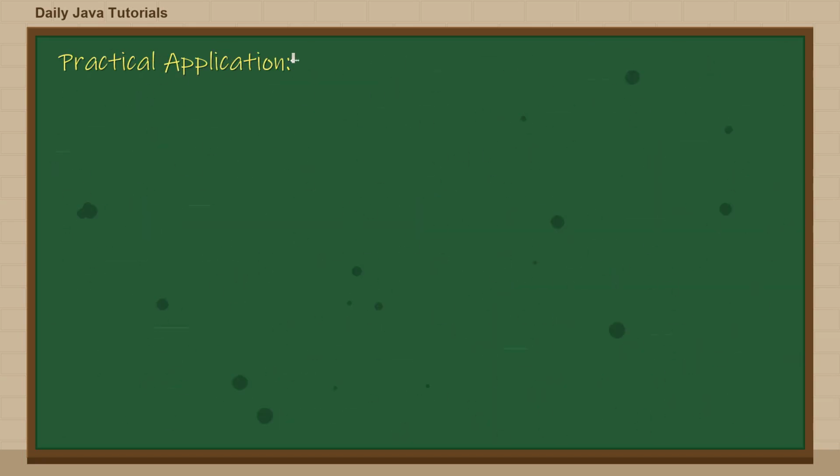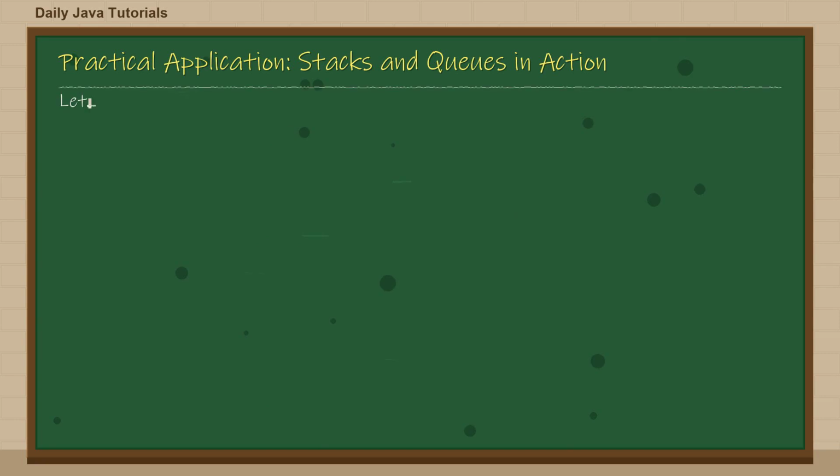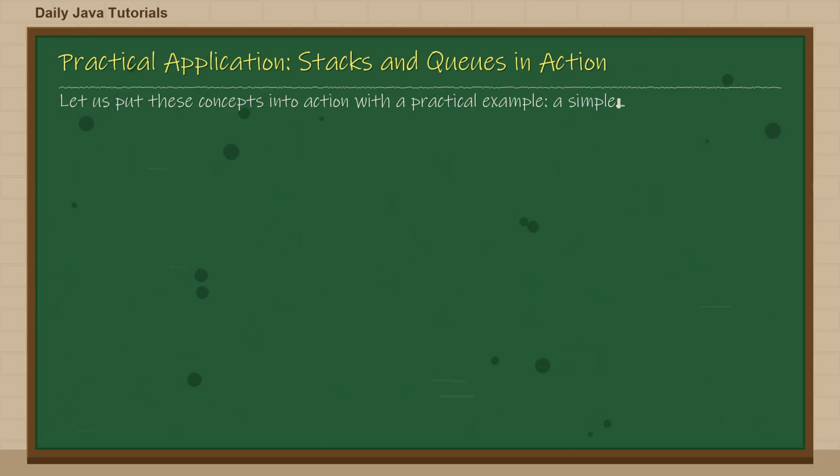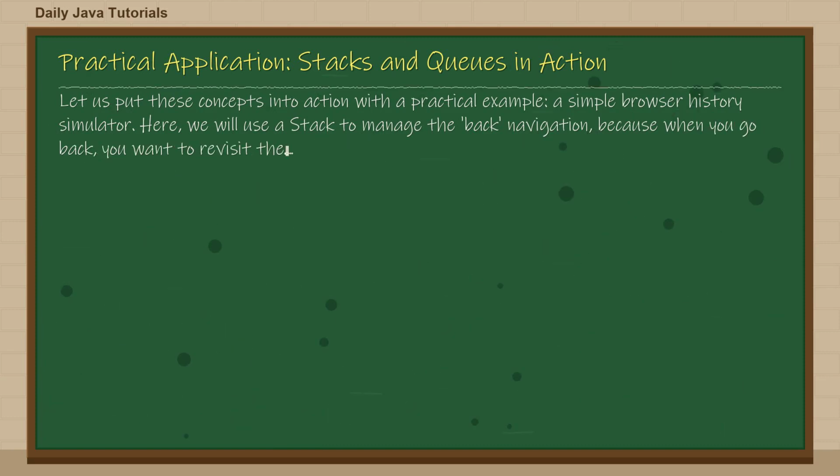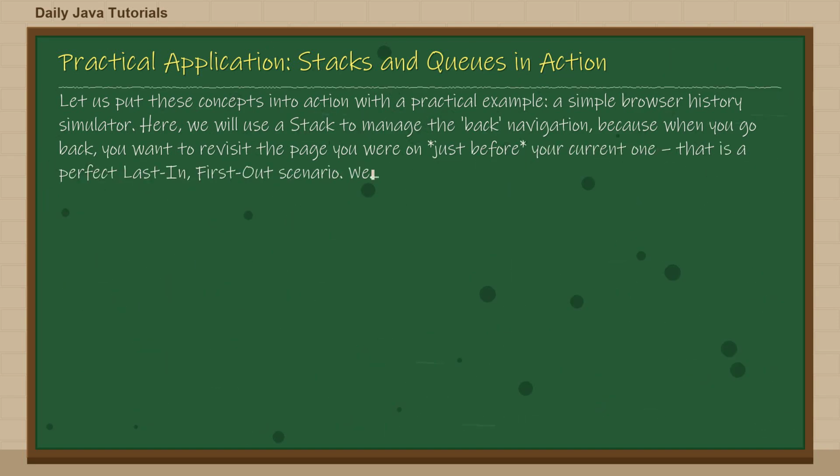Let us put these concepts into action with a practical example, a simple browser history simulator. Here, we will use a stack to manage the back navigation, because when you go back, you want to revisit the page you were on just before your current one. That is a perfect last-in, first-out scenario.